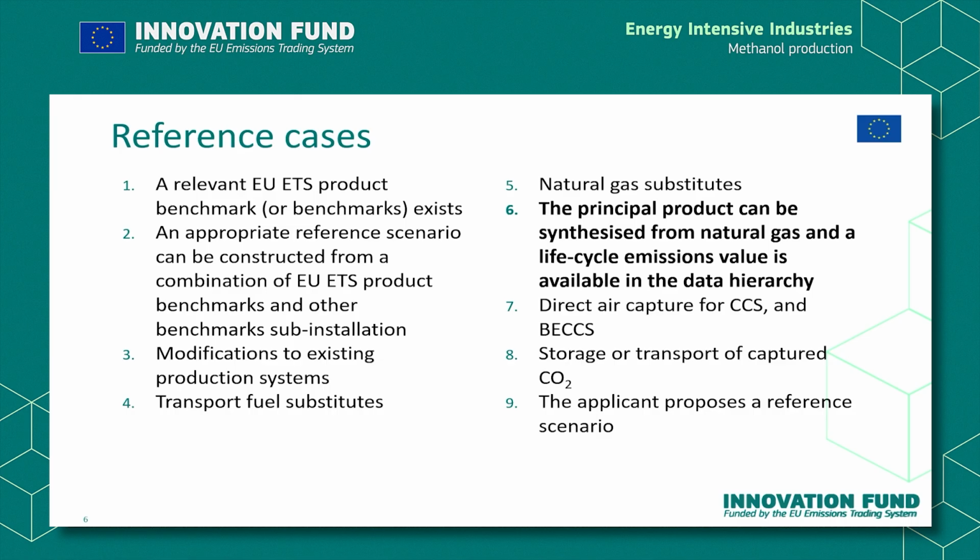Before we move on to the calculation, please note that some projects will produce principal products that are physically different from their conventional alternatives. In such cases, we would have to identify conventional products delivering an equivalent function. For example, if a project supplied all of its produced methanol as a gasoline blend stock for transport use, then case 4, transport fuel substitutes, might be appropriate, as the methanol is providing an equivalent function to a conventional transport fuel.